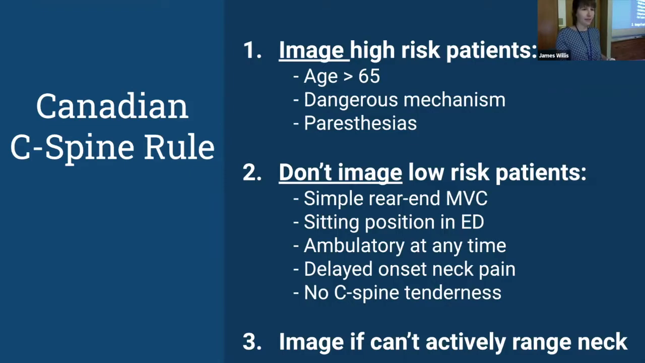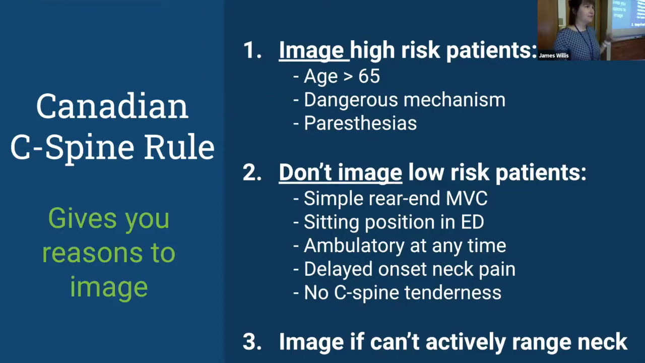If you have any one of these, you don't have to image your patient. And then you would go to the third step if you weren't imaging already. The third step is you ask your patient to range their neck. They need to be able to go to 45 degrees on each side, and it's okay if it's painful, they just have to physically be able to do that. So if you're not high risk, you are low risk, and you can range your neck, you don't need imaging. A little more complicated than Nexus. And to me, this gives you reasons to image, because there's only very specific criteria that a patient has to meet in order to not get imaging.